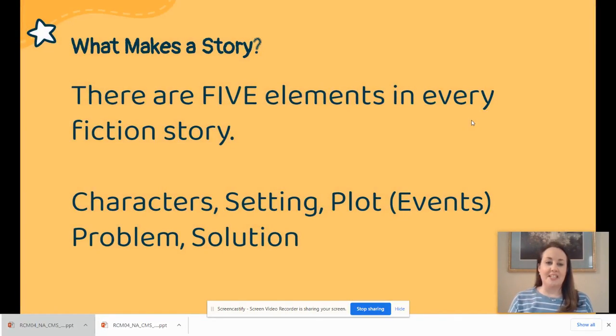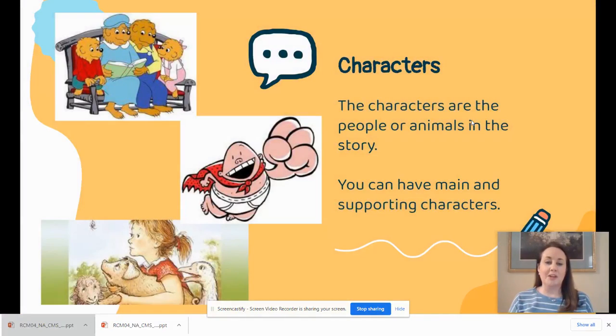All right, so first thing is, what makes a story? In literature, you are going to see 5 elements in every fiction story. You're going to see your characters, your setting, your plot or the events, and problem and solution. So today we're going to talk about what are the characters.